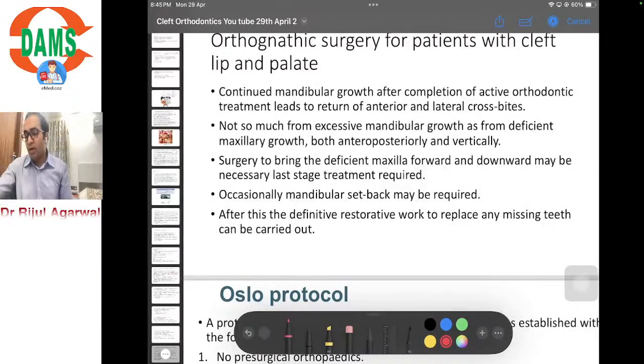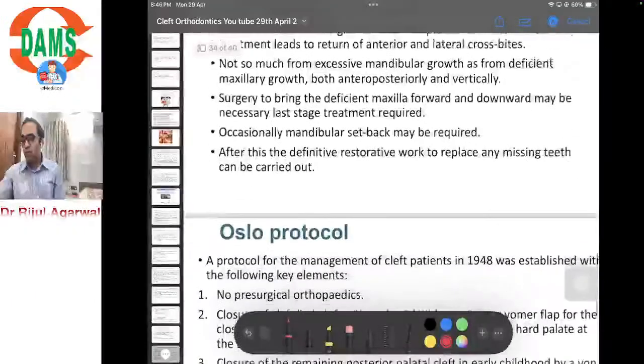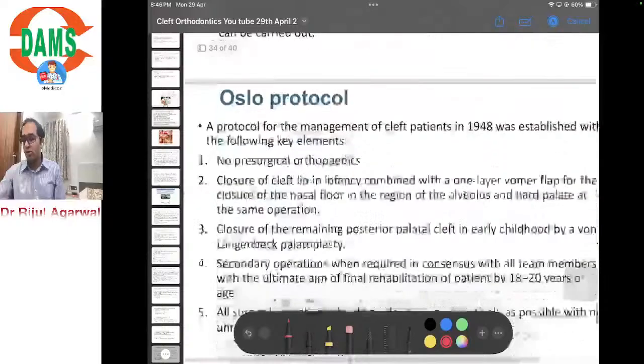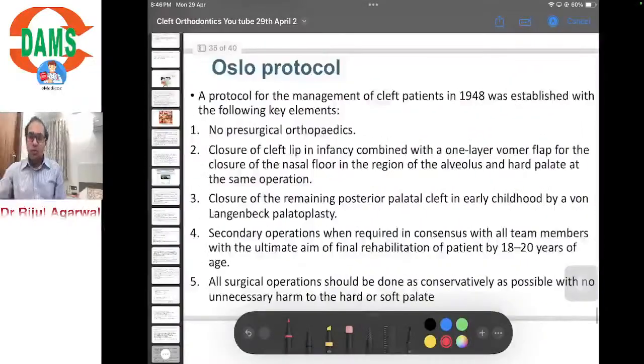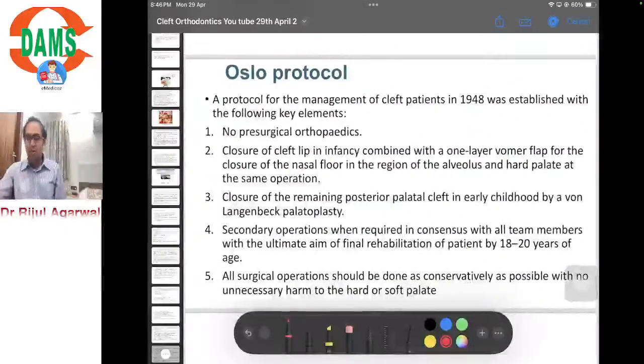Next, in the upcoming class, we can take up cleft orthognathic surgery where we discuss BSSO and how it's done. Okay. So I'm just mentioning what is the reason for carrying out any orthognathic surgery. Next is this Oslo protocol. So what is Oslo protocol?